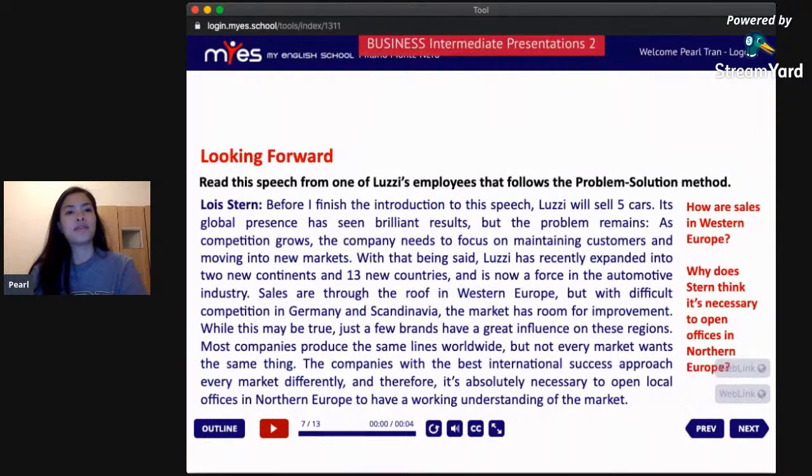So, Lois Stern, before I finish this introduction to the speech, Lutzi will sell 5 cars. Its global presence has seen brilliant results, but the problem remains. As competition grows, the company needs to focus on maintaining customers and moving into new markets. With that being said, Lutzi has recently expanded into 2 new continents and 13 new countries and is now a force in the automotive industry. Sales are through the roof in Western Europe, but with difficult competition in Germany and Scandinavia, the market has room for improvement. While this may be true, just a few brands have a great influence on these regions. Most companies produce the same lines worldwide, but not every market wants the same thing. The companies with the best international success approach every market differently, and therefore, it's absolutely necessary to open local offices in Northern Europe to have a working understanding of the market.